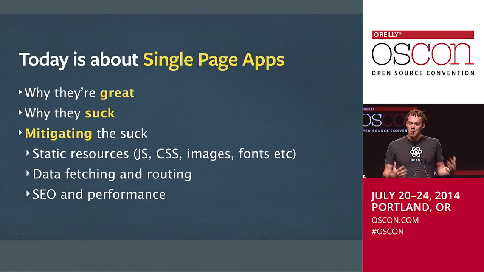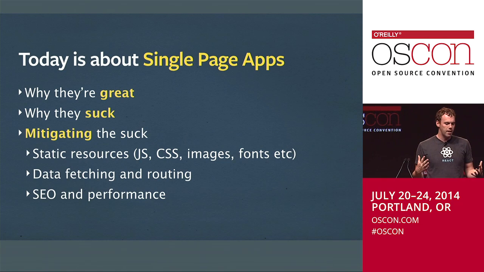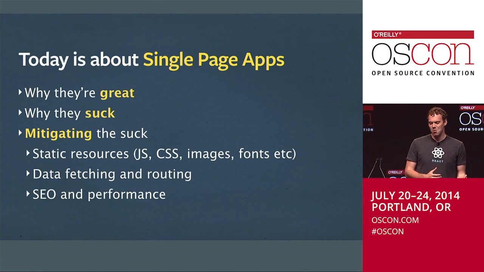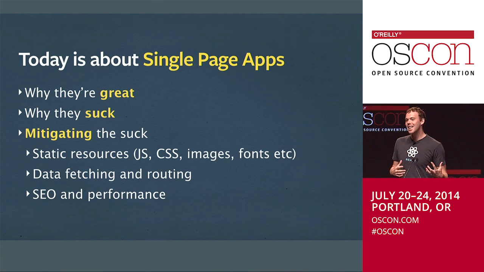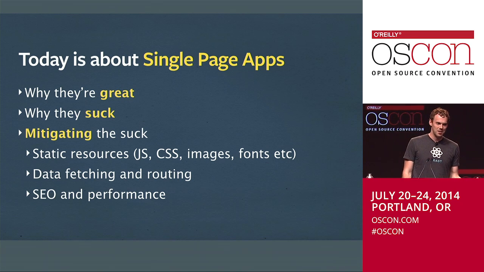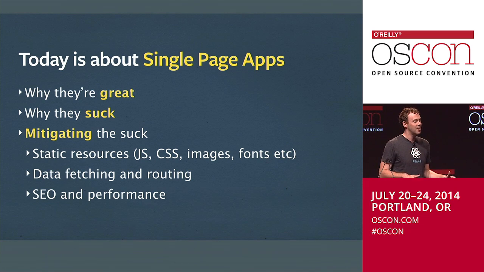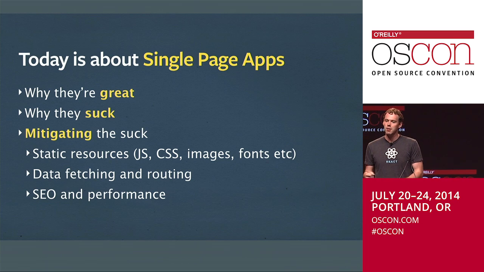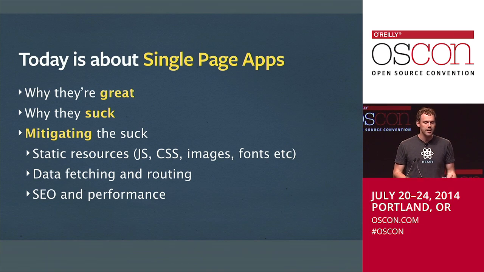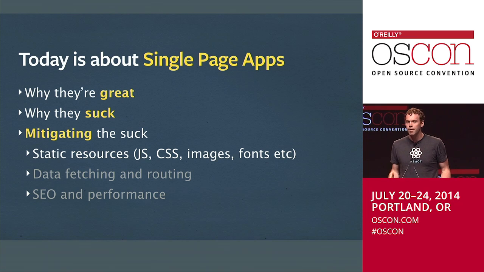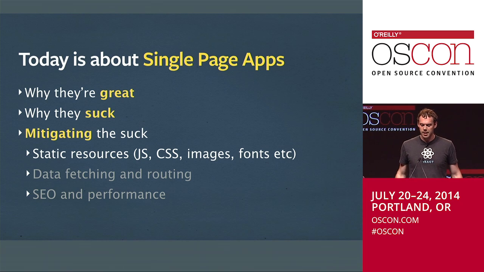So today I'm going to talk about single-page applications, if you've ever heard of them, why they're great, why they suck, and how we can mitigate the suckiness of single-page applications. Now, there's a number of different things that single-page applications do that suck. Static resources, data fetching and routing, they're different, and you have to figure out ways to do them efficiently and effectively. Search engine optimization and performance are other aspects. Those are probably 3 different talks. So I'm going to focus specifically on static resources. So how do we get the JavaScript, the CSS, images, web fonts, all of that great stuff onto the user's device as quick as possible?